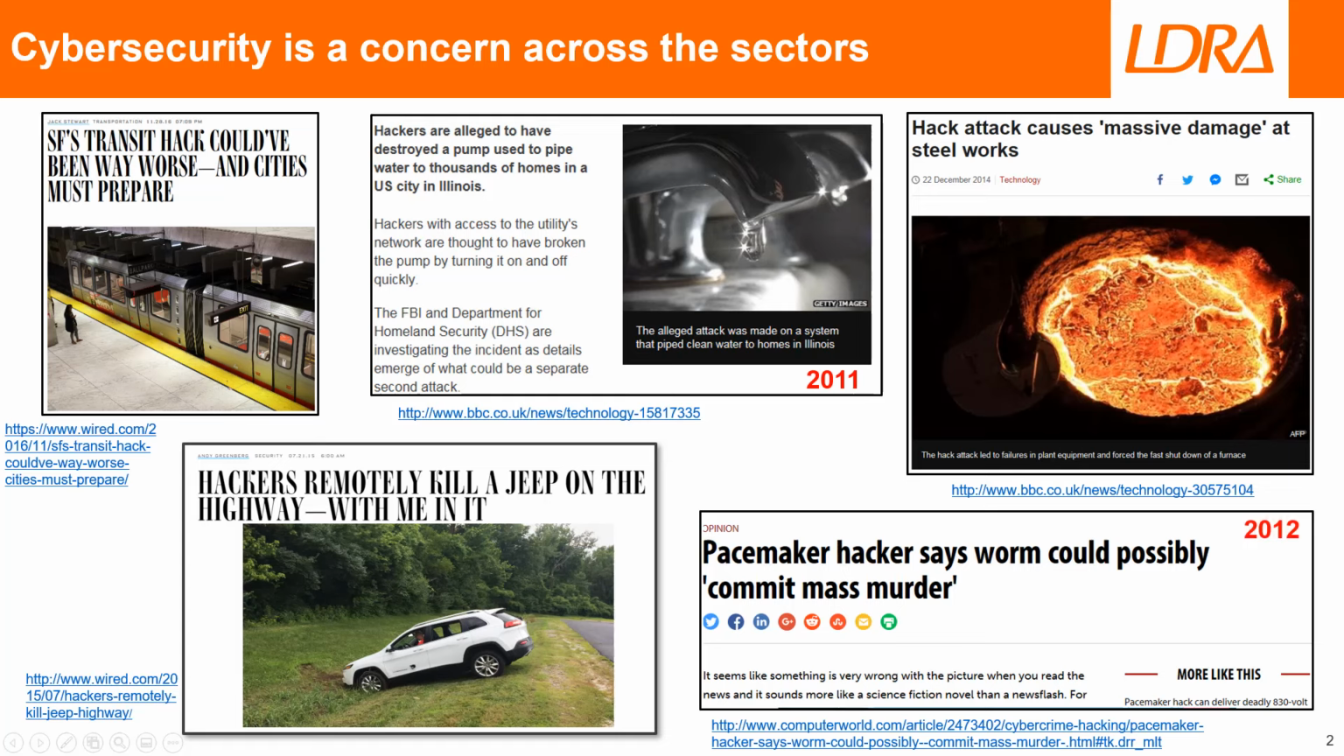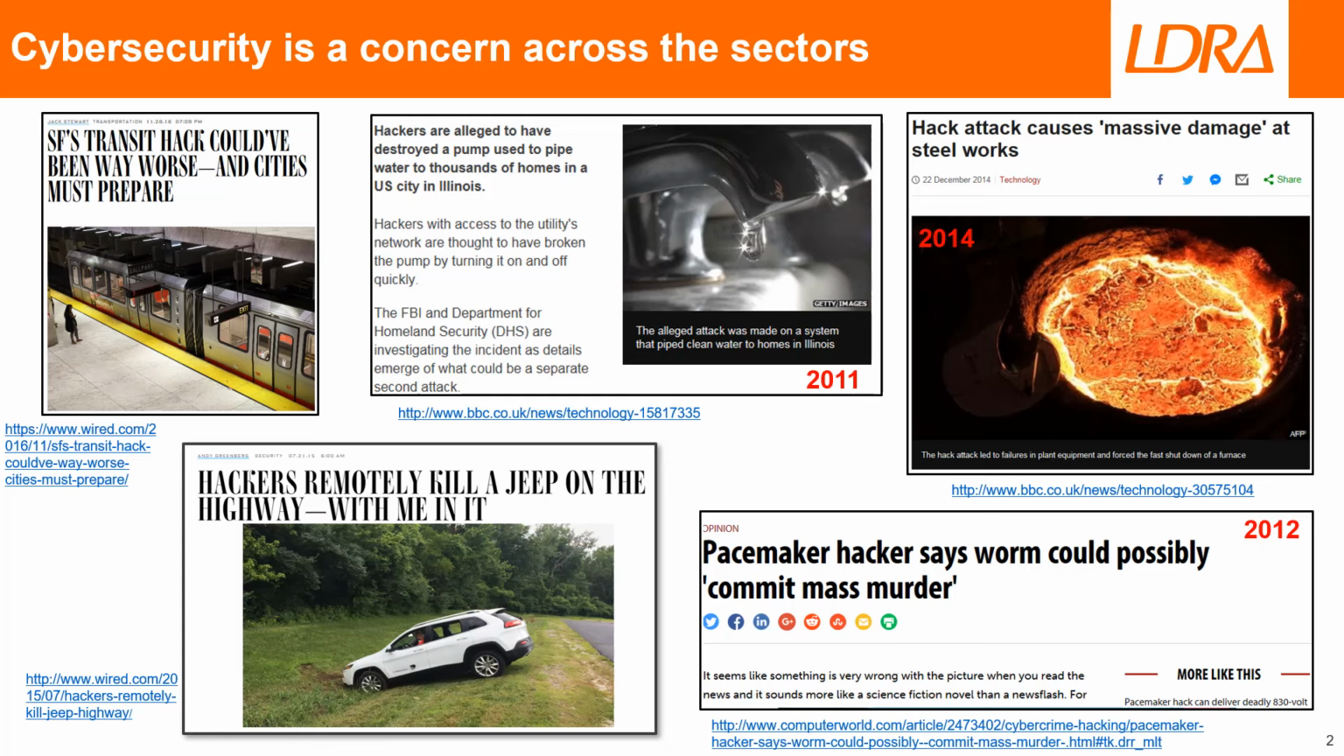At the Ruxcon Breakpoint Security Conference in 2012, Barnaby Jack showed how an attacker with a laptop located up to 50 feet from a victim could remotely hack a pacemaker and deliver an 830-volt shock.